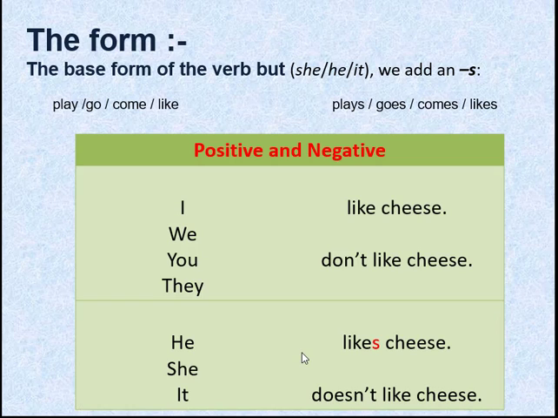So the present simple tense consists of the base form of the verb, that means verb with no additions, like play, go, come, like. If the subject is he, she, it, third person singular, we add s. Plays, goes, comes.